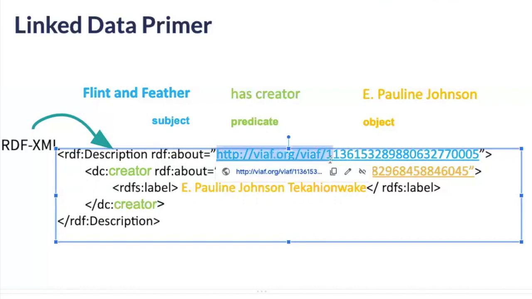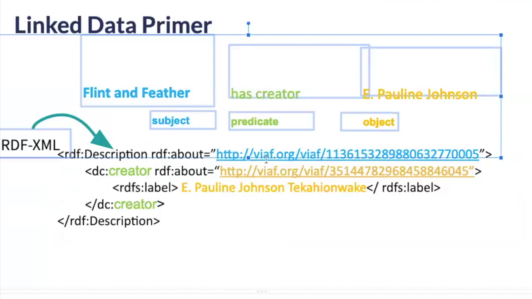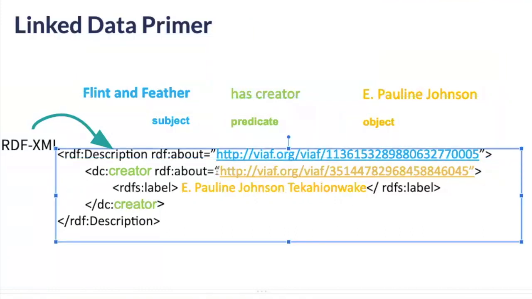So here we have a URI, or unique resource identifier, that is a specific number that will own an address that will only ever belong to Flint and Feather. So the computer can be sure, yes, we mean this Flint and Feather. We've got another identifier for Pauline Johnson herself, so she won't be confused with someone else who might have the same name. We also have a little stretch of code here that says, oh yes, and here's what a human readable label looks like.